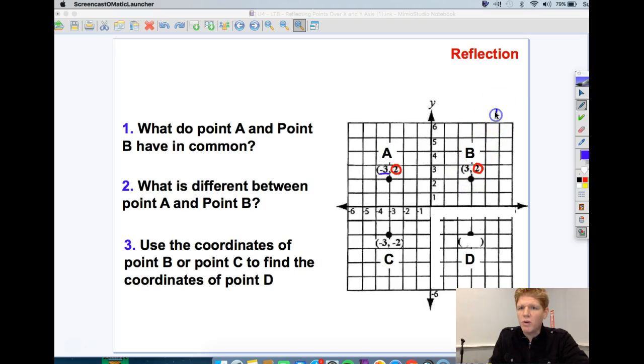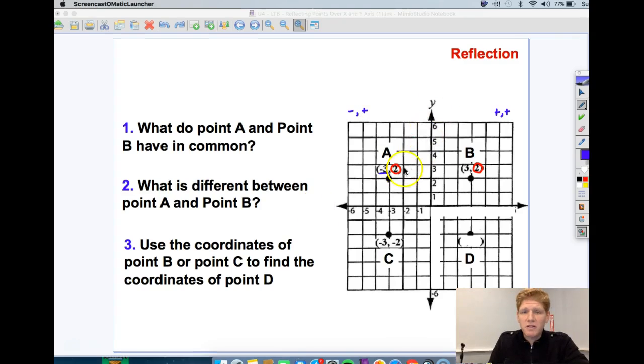Remember that our coordinates for the first quadrant are positive, and our coordinates for the second quadrant are negative and positive. Now it makes a lot of sense that our y-coordinate is the same because we are reflecting these across the y-axis. Our y-coordinates stay the same because they're reflected across the y-axis. A is reflected across the y-axis to point B.